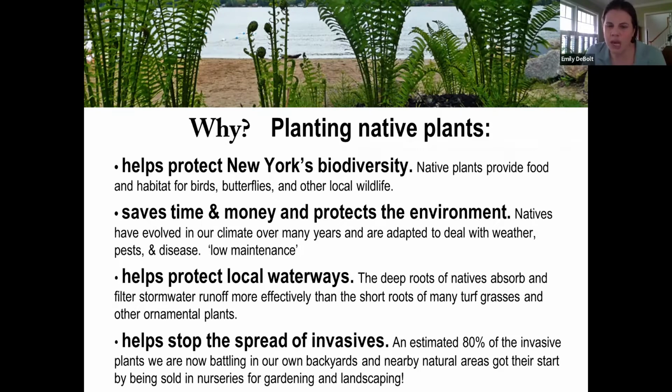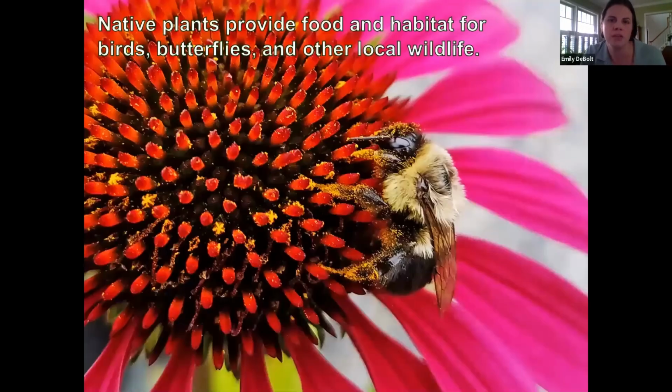Natives are used a lot of times in protecting waterways, for dealing with stormwater runoff and shoreline erosion to protect our area lakes. And then another big part with natives, and the main part we'll talk about today, is helping to stop the spread of invasives. So over 80% of the invasives we're battling these days pretty much got their start being sold in nurseries for gardens and landscaping. And when I say that, I mean plants, not other types of invasives.